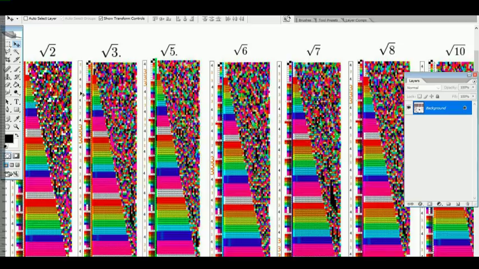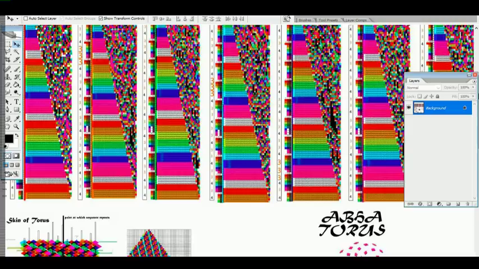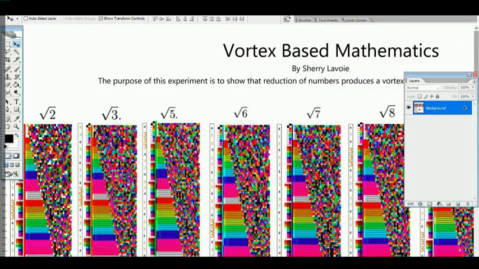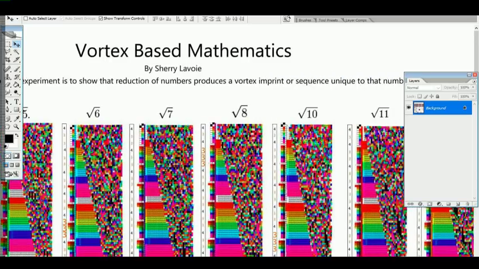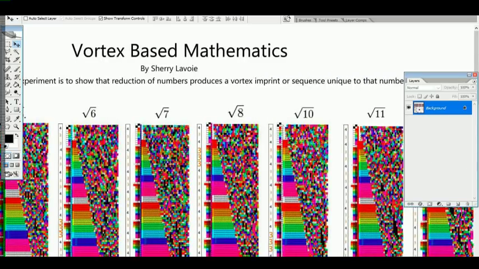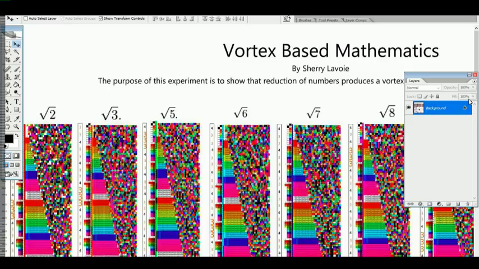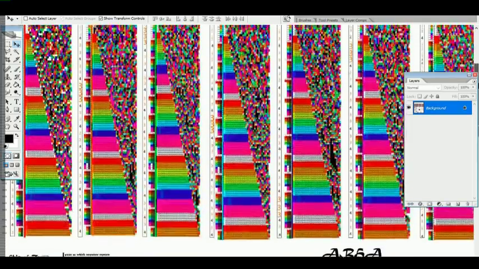So the square root of 2 has a unique sequence of numbers, and it all reduces back down to 1 for every single number. 1 is always the last number. So I did this for several different numbers, 2, 3, 5, 6, 7, 8, 9, 10, 11, and 12, just to see what patterns would show up.